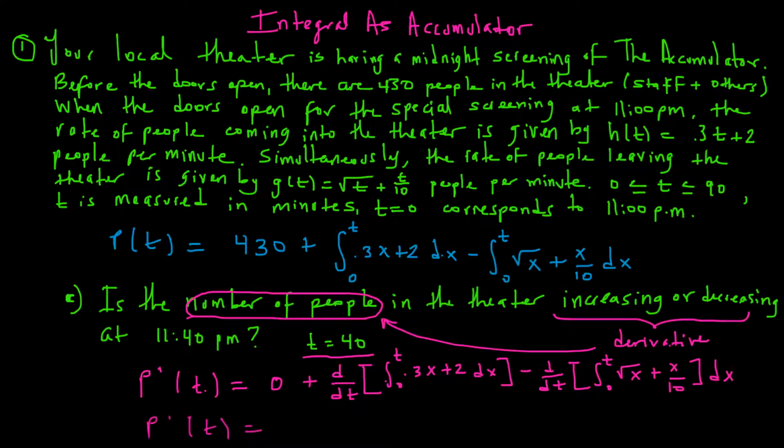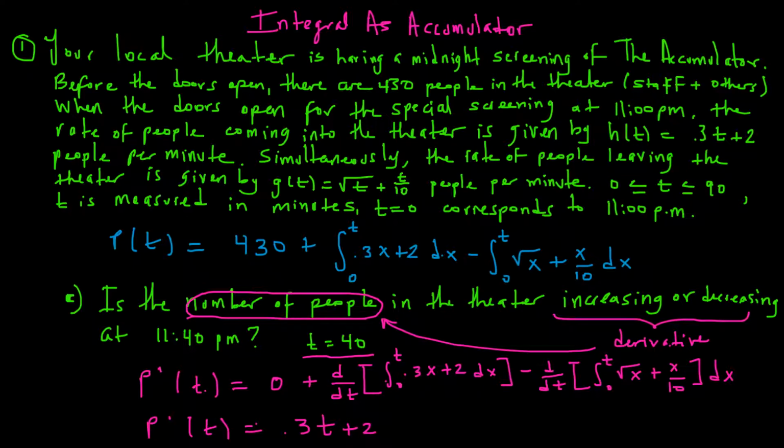The derivative with respect to time of the antiderivative of 0.3x plus 2. I hope you recall that that is 0.3t plus 2. So it's exactly the integrand that we had before, and all we have to do is a substitution for the variables after you take the fundamental theorem.